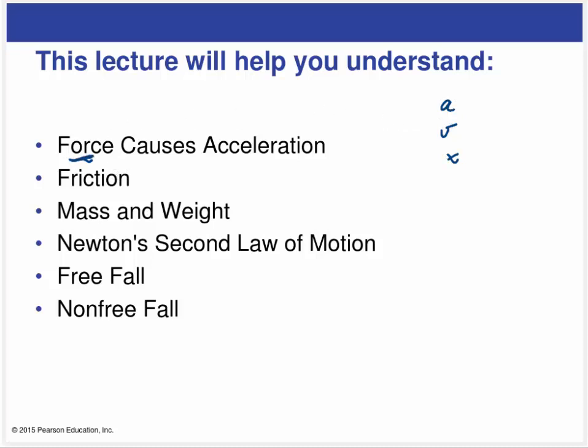We do know that if the sum of the forces on an object is equal to 0, then it's not going to accelerate. Today we're going to talk about what happens when the sum of the forces is not equal to 0. It turns out the forces are going to cause acceleration, which is a change in velocity. We'll talk about one special type of force called friction, and finally we'll talk about what weight is. Weight is a force, and that's very different from mass.